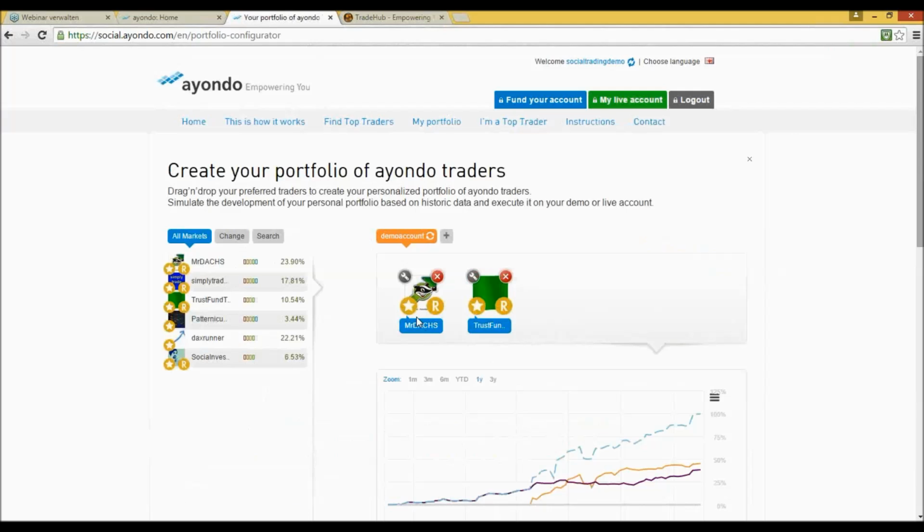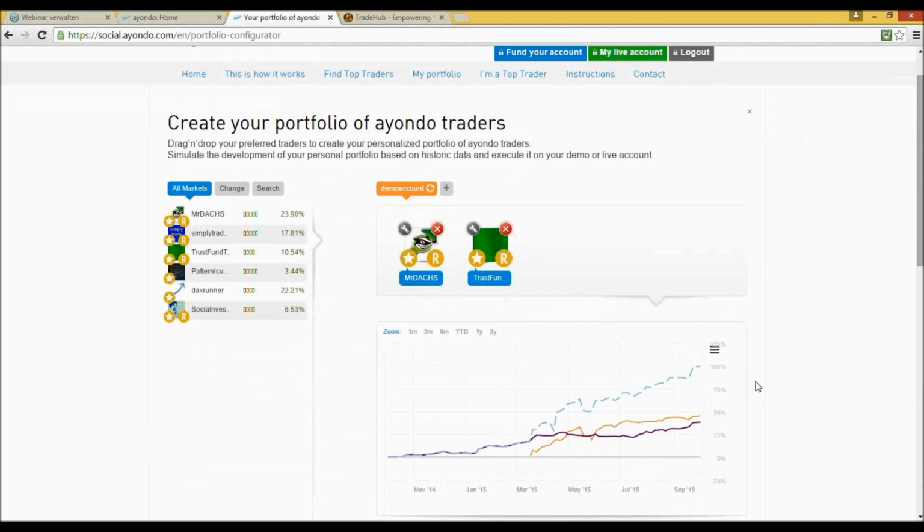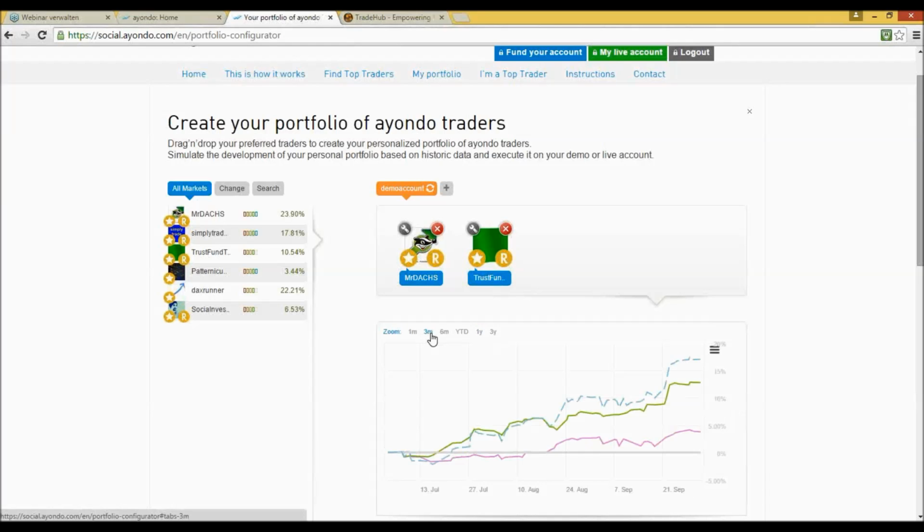So now we've got two traders in our portfolio. And here in the chart below, we can see pretty clearly what our expected returns would have been had we followed them for the past year, which is what these options here denote. So in the past 3 months, had I followed these two traders, my portfolio would have grown by just under 20%, or to be precise, 17%.